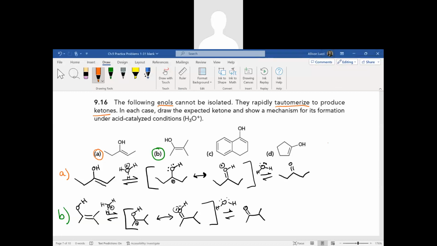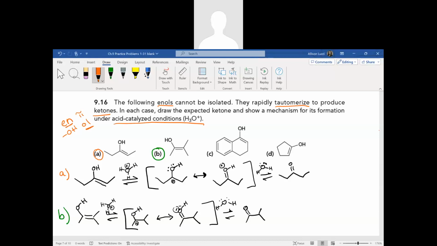So an enol, if you recall, has that ene in it because it has a pi bond, a double bond, and then because of that alcohol substituent, we add that ol ending to that. So that's what an enol is, a pi bond and an alcohol group in the same compound. So these cannot be isolated. They turn into ketones, and we are going to draw under acid catalyzed conditions what this mechanism of formation is.